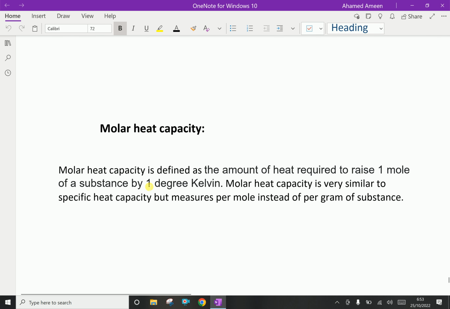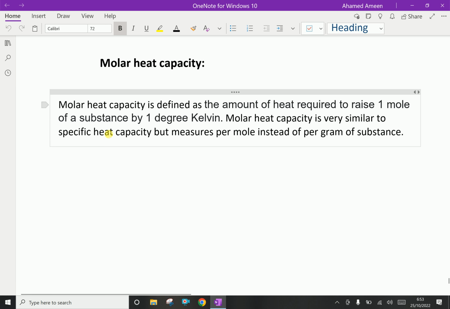Next, molar heat capacity. Molar heat capacity is defined as the amount of heat required to raise 1 mole of a substance by 1 degree Kelvin. Molar heat capacity is very similar to specific heat capacity but measures per mole instead of per gram of a substance. Let us further discuss heat energy. A sample of matter can transfer energy to another sample.